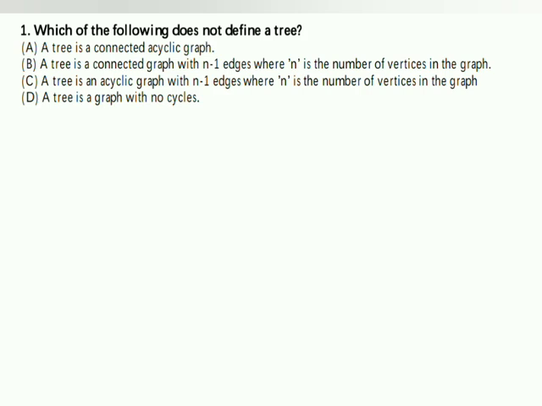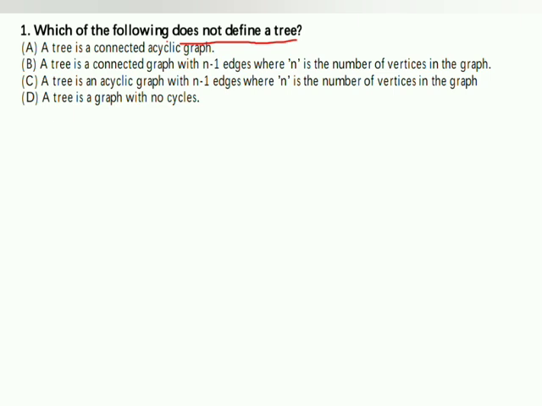Which of the following doesn't define a tree? So from the given options, which one doesn't define the tree? In order to solve this question, we must know what is meant by a tree. So what is the definition of a tree? A tree is also a graph without any cycles. Right? A tree is an undirected graph without a cycle. In a graph, the vertices will be connected with the remaining vertices and it will form a cycle. But in the tree, it doesn't form a cycle.